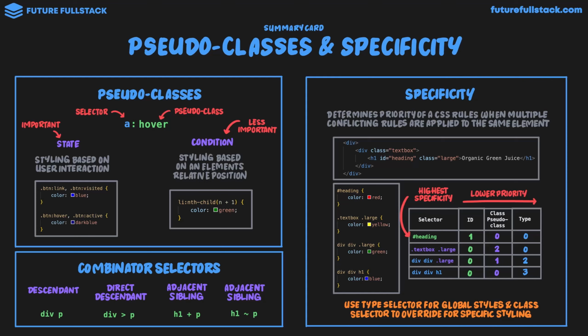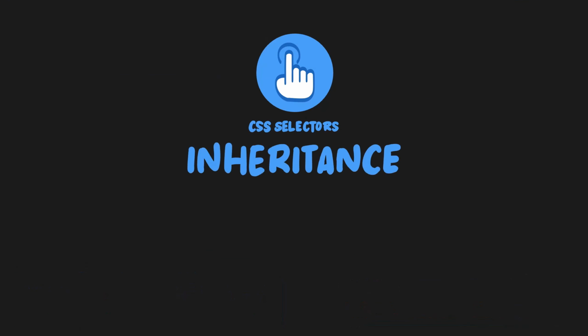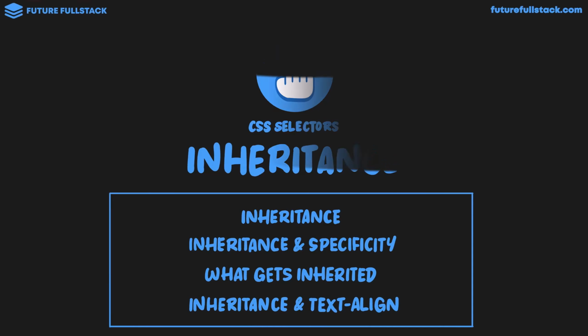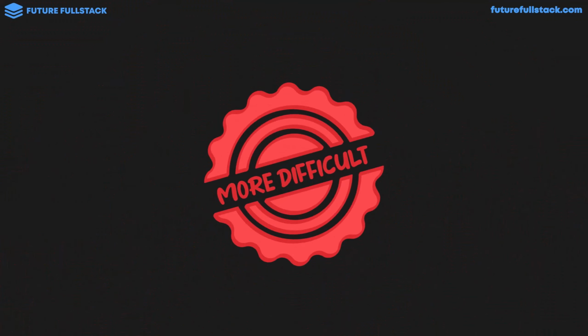It's now time to learn a fundamental concept in CSS, where certain styles can be passed down from parent elements to child elements through inheritance. We'll be discussing what is inheritance and specificity, what gets inherited, and inheritance and text align. So this chapter is getting my more difficult stamp. The concepts we're going to be exploring are just a little bit more challenging, especially towards the end of the chapter when we talk about inheritance and text align.